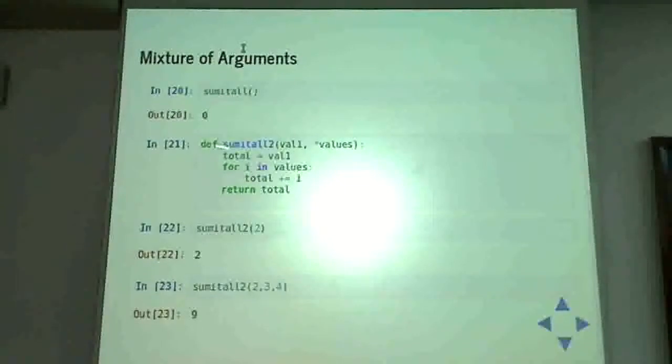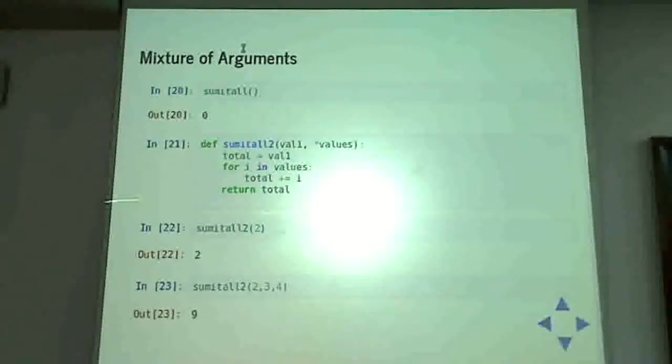This time I am defining a second version of this function. I'll call it submitAll2, which accepts val1 and *values. What that tells you is that val1 is a compulsory input that the function needs, plus any additional arguments supplied. Anything in excess of val1 will go and sit in the list called values. The only modification to the syntax is that instead of total equal to 0, I'll say total equal to val1. That's my starting point.